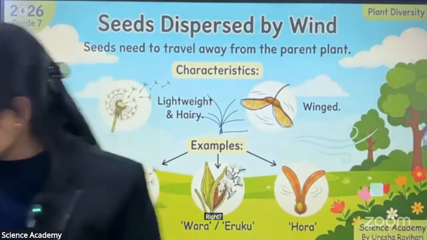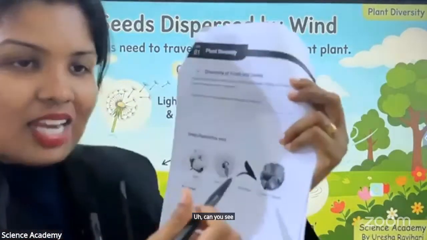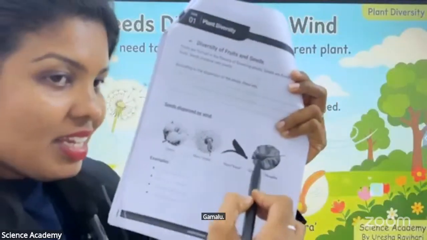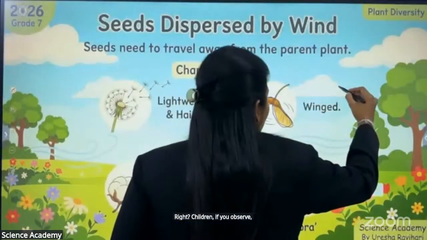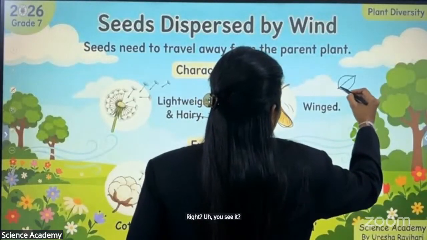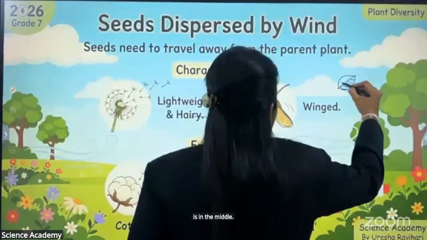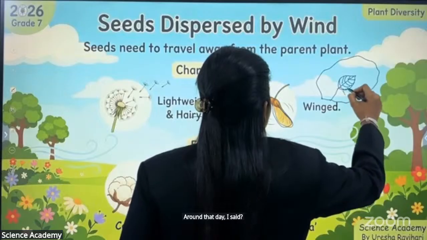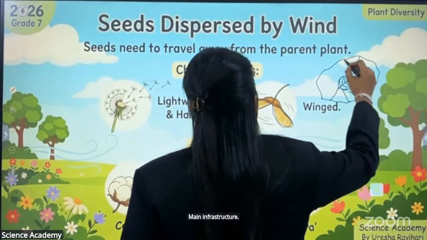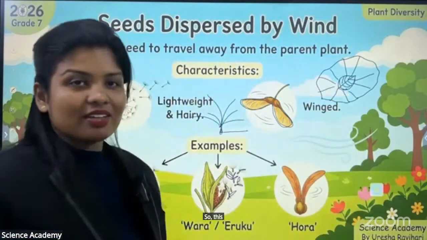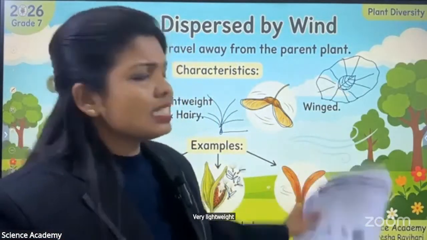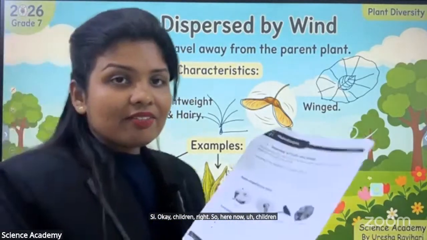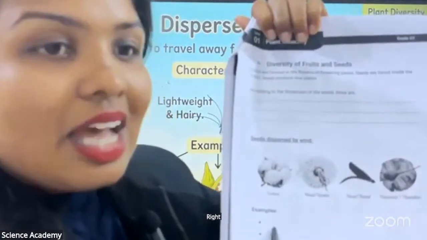And children, in your tube, can you see there's a diagram which is called as Gammalu in Sinhala. Gammalu, right? Children, if you observe, the seed is in the middle, and you can see around that there is a membrane structure. So this membrane structure gives very light weight to the seed. Okay, children.